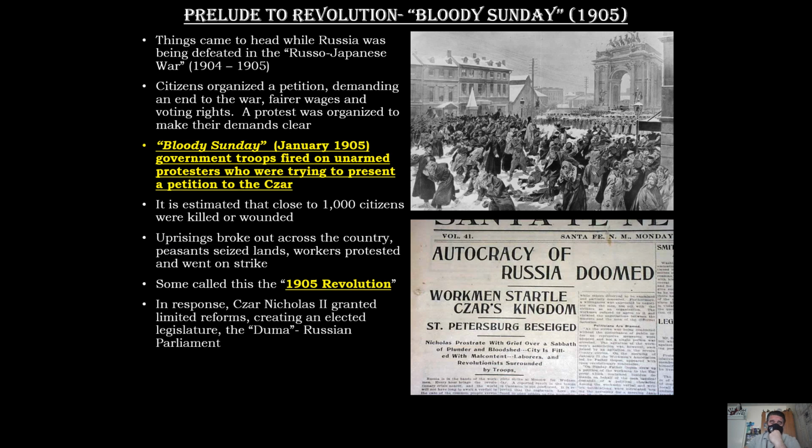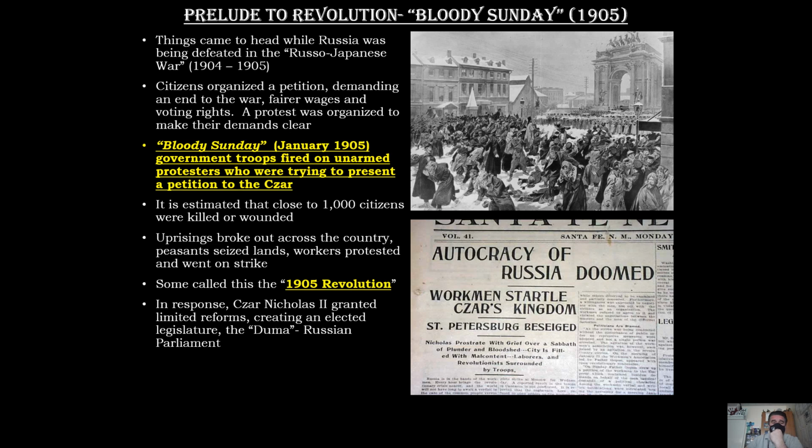In response, Tsar Nicholas II granted limited reforms. I mean, he didn't have much of a choice. This was bordering on full-on revolution. He thought that his power and his family may be in serious jeopardy. He never faced anything like this before. So he does give in to some of the demands.